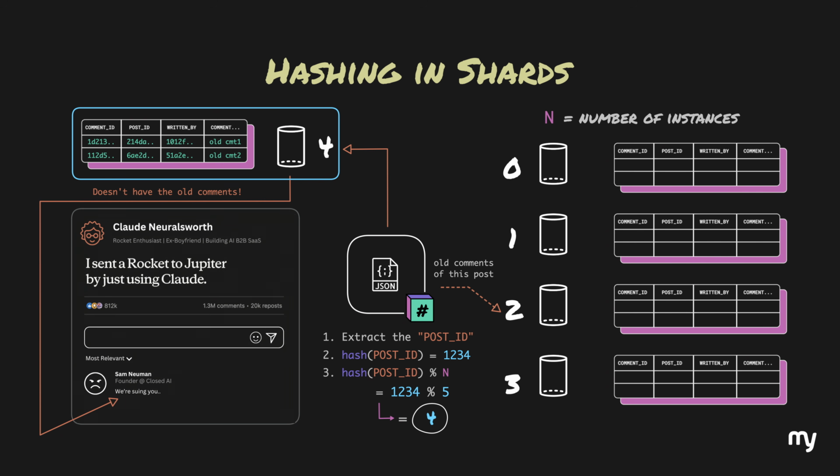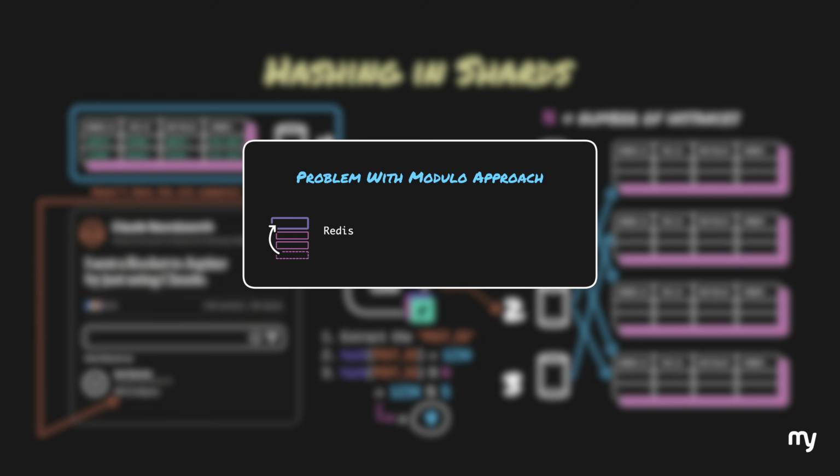Clearly, we will have to redistribute the data according to our new logic. So every time we add or remove a shard, we will encounter the same problem. That is, redistribution of all the data. Well, clearly, this is not sustainable at all. So let's see how we can mitigate this problem.